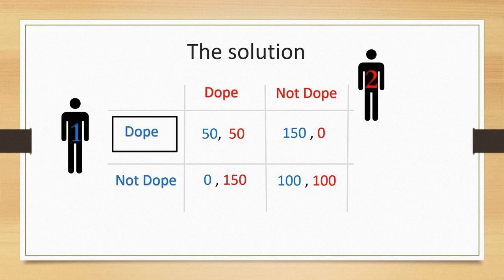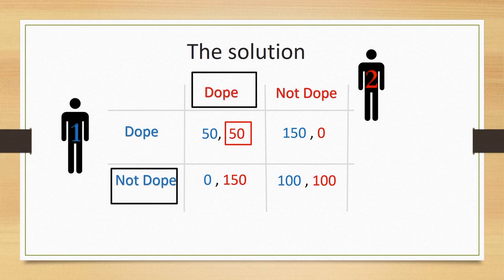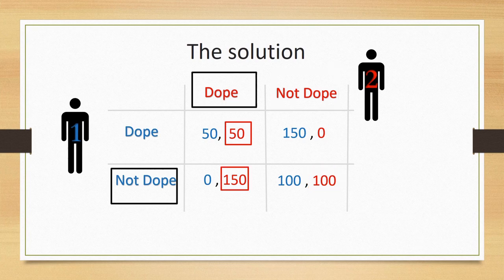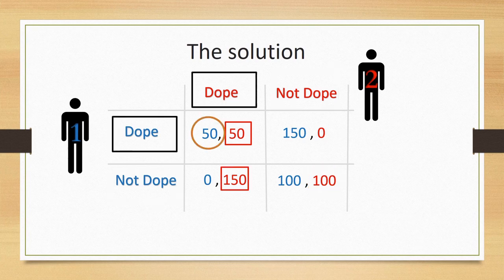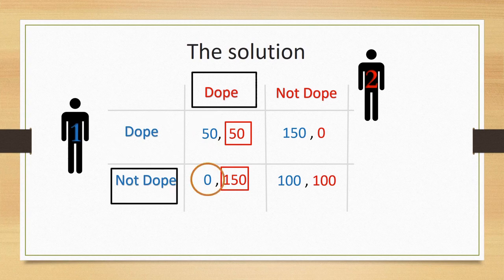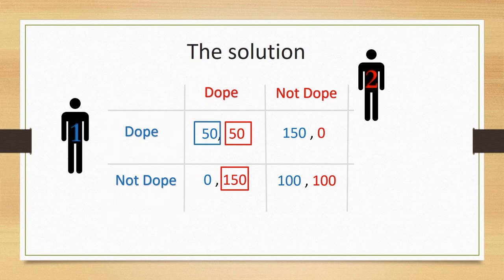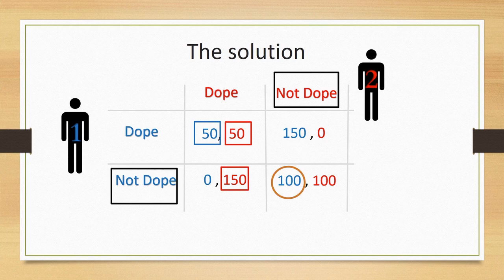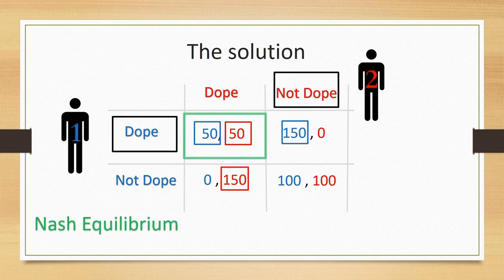If athlete 1 chooses to dope, athlete 2 can dope with a payoff of 50 or not dope, but would receive 0, so would choose to dope. If athlete 1 chooses not to dope, athlete 2 will choose to dope, because 150 is larger than the payoff of 100 if they were to choose not to dope. If athlete 2 chooses to dope, so will athlete 1, as 50 is larger than the payoff of 0 if they were to choose not to dope. If athlete 2 chooses not to dope, athlete 1 will still choose to dope, because the payoff of 150 is larger than the payoff of not doping of 100.